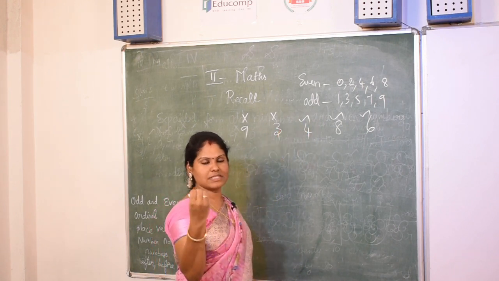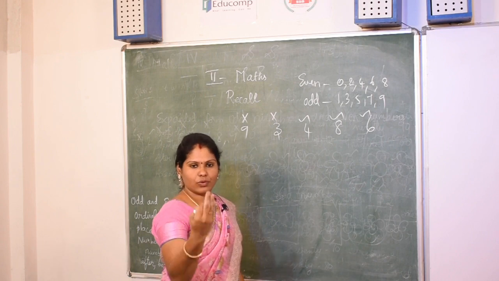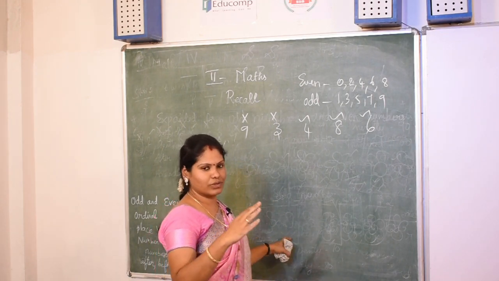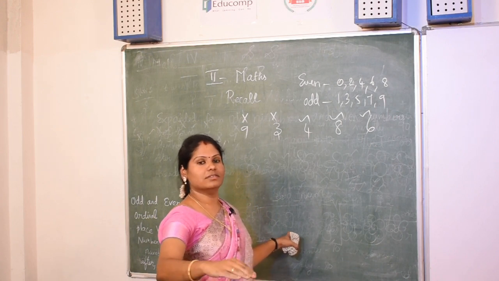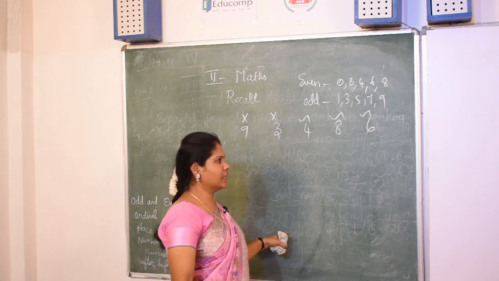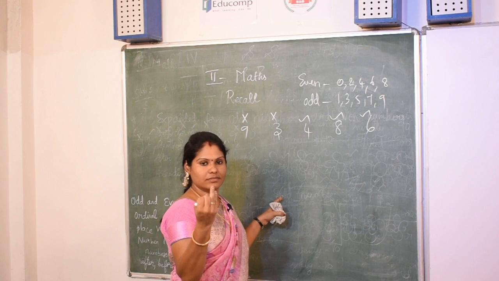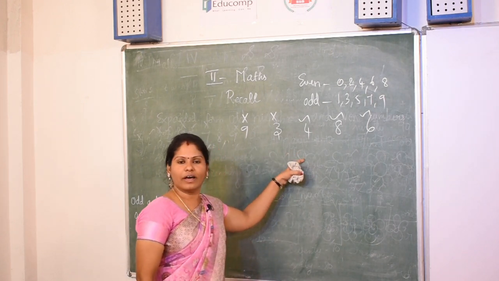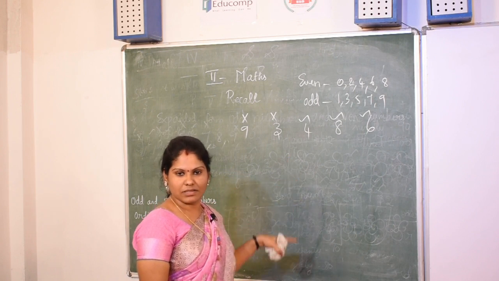So what are the even numbers? 0, 2, 4, 6, 8. Please memorize this. Okay, so this is so easy. You have to learn this until your class is finished. Next, the odd numbers: 1, 3, 5, 7, 9. This is for 1-digit numbers, so you can easily find out which are the even numbers and odd numbers.